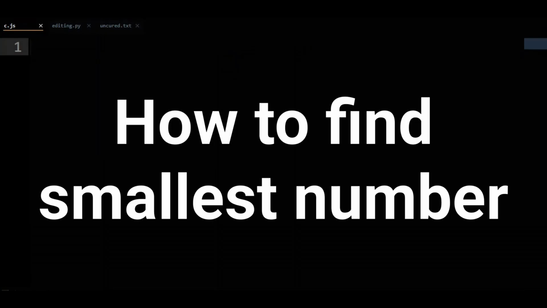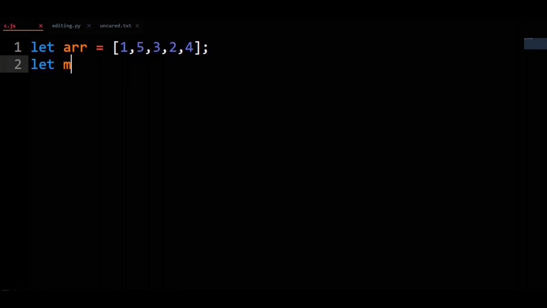How to find smallest number in array JavaScript. First, we'll need an array, so let R equal an array with 1, 5, 3, 2, 4. For our first method, we will use a classic algorithm. For starters, let min = R[0].